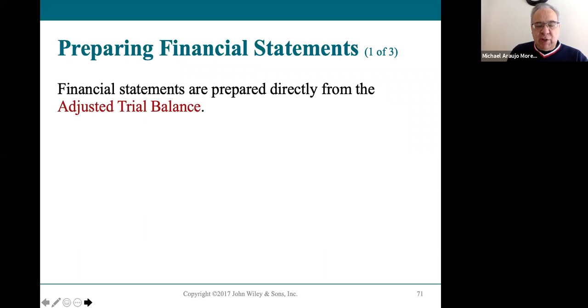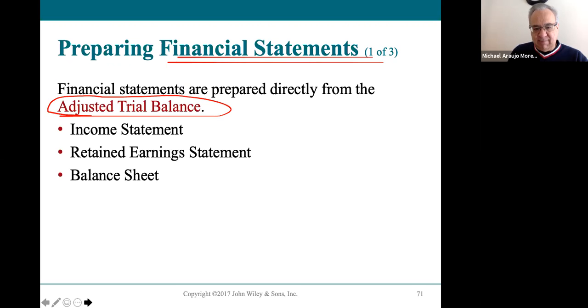The good news is once we actually have the adjusted trial balance, we're basically done with our double checking, which means that now we can actually go to prepare the financial statements. And remember, the most important one we start with, the income statement where the revenues and expenses are listed. So this is our starting point always.